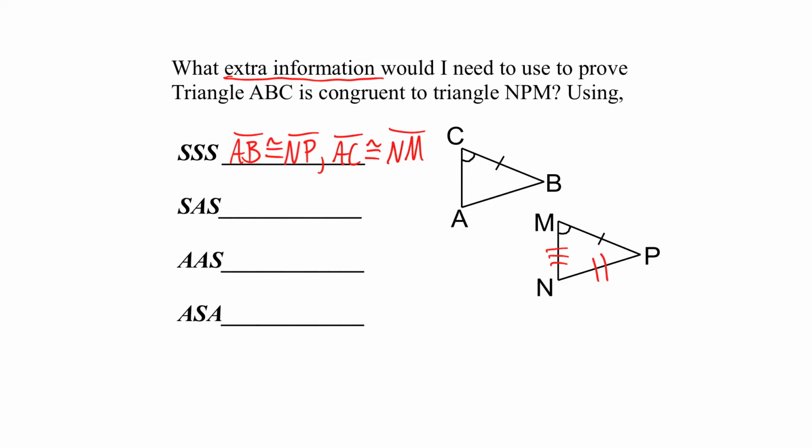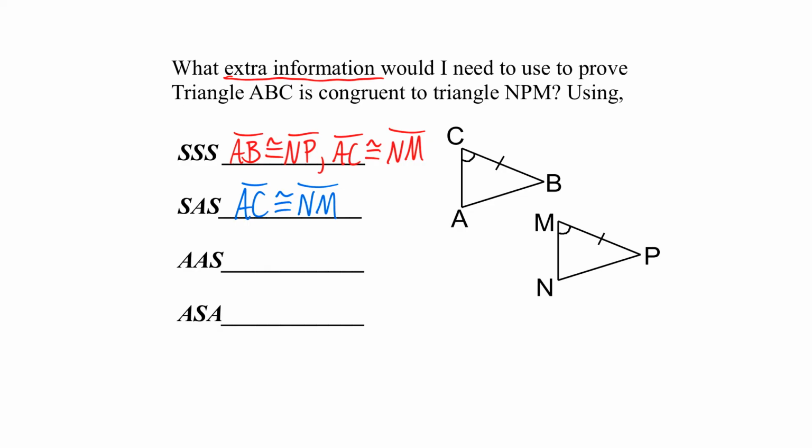Okay, so now I'm going to erase that and go back to a clean slate of where we started, with the two things that we started off with. So what else would I need for side angle side? CA. Yeah, I would need to know that those two are congruent for SAS. So I would need to know that AC is congruent to NM. Would that be enough for SAS? Yep, that gives me my SAS.